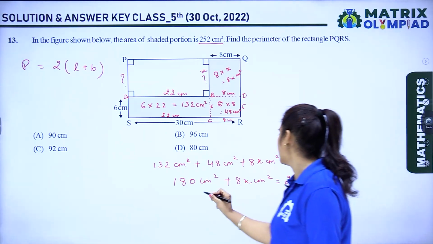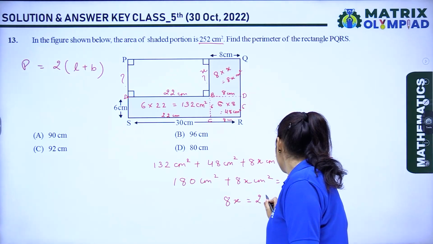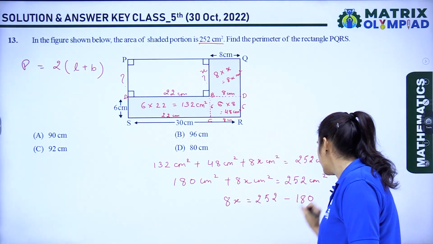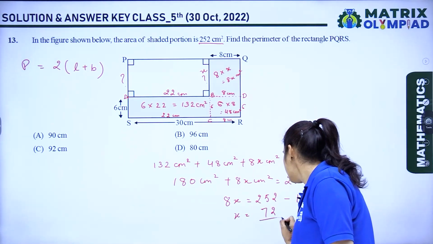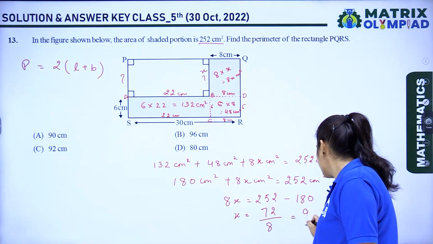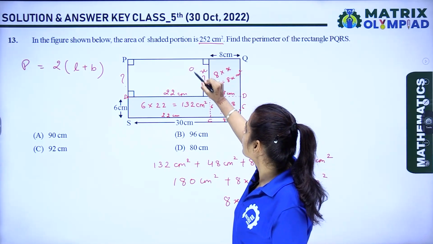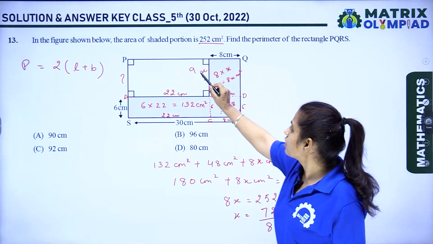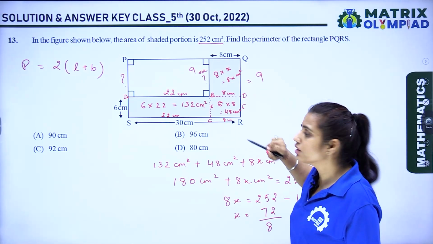Now 8x is equal to 252 centimeter square minus 180, which will give us 72. Now x is equal to 72 divided by 8, and the value of x is 9. So this will be 9 here. So if this is 9 in place of x, QD will also be 9 here.